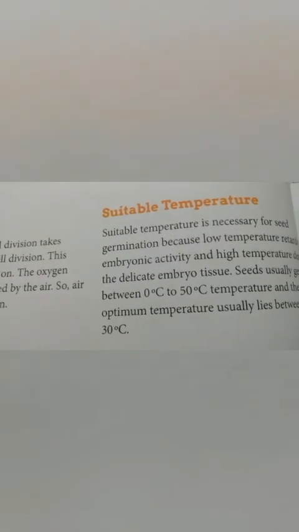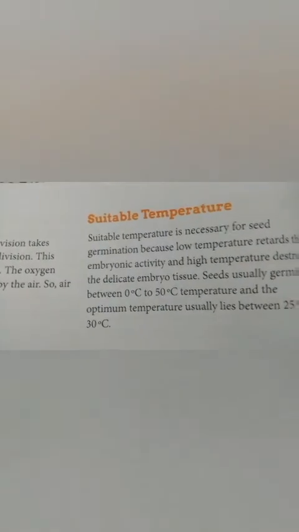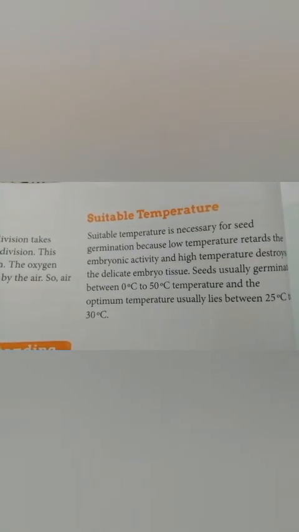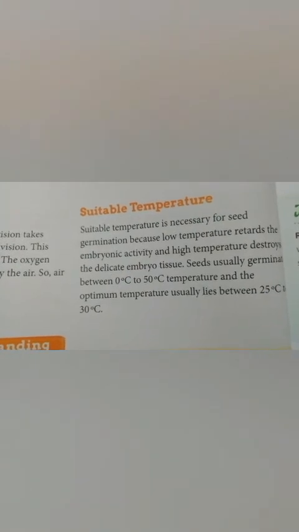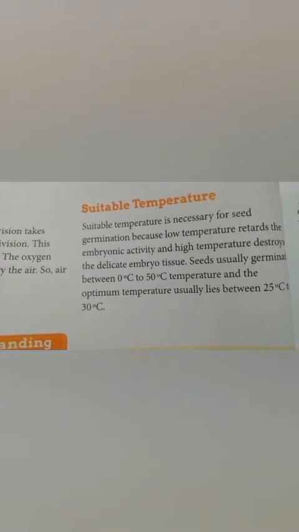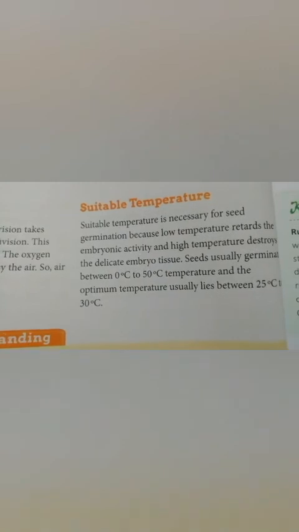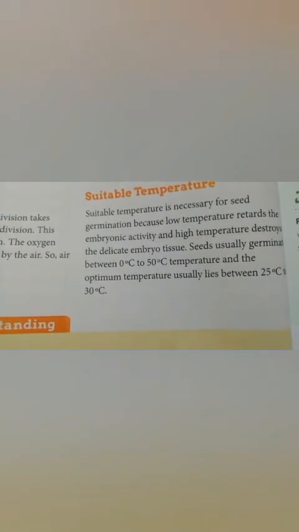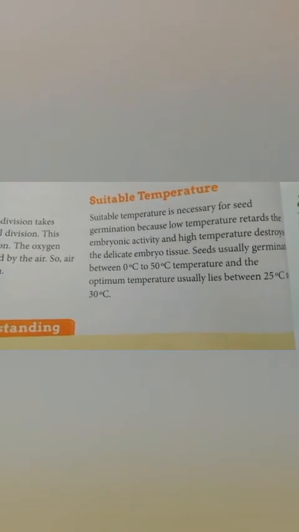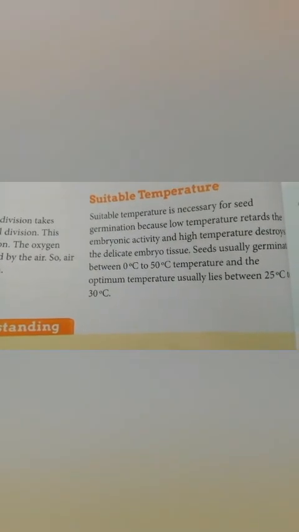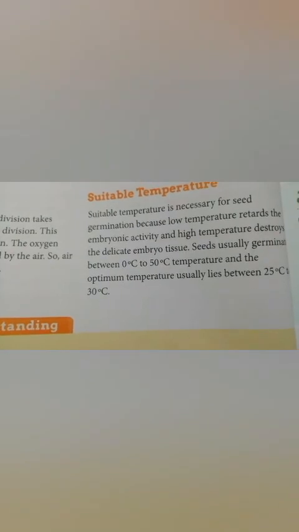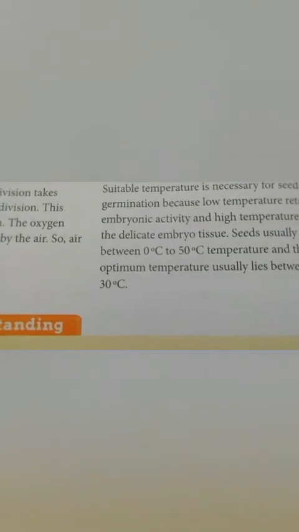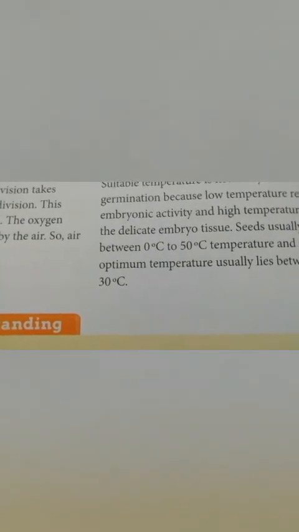Low temperature retards the embryonic activity and high temperature destroys the delicate embryo tissues. Seeds usually germinate between 0 degrees Celsius and 50 degrees Celsius, and the optimum temperature usually lies between 25 degrees Celsius and 30 degrees Celsius. So every plant needs a different temperature for germination. Okay.